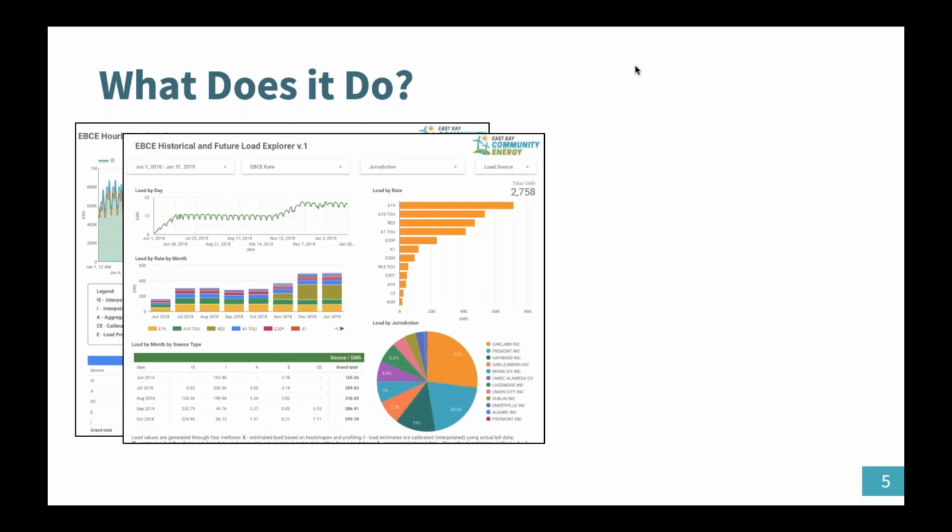Here we're seeing the distribution by rate class. We're looking at the distribution by jurisdiction, and we can see, for example, in the bar chart, the contribution to load of each rate class.